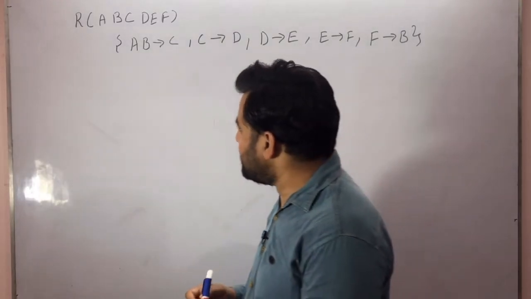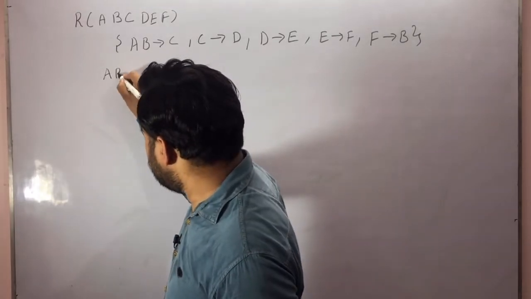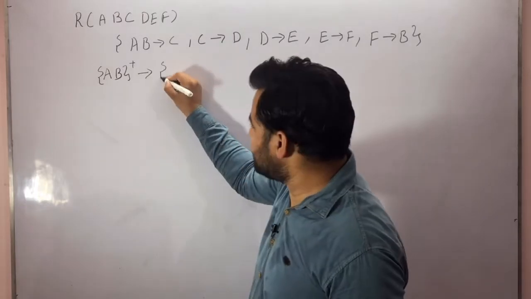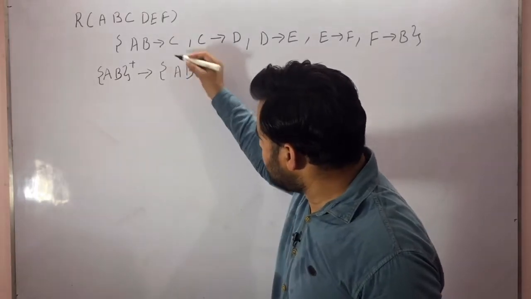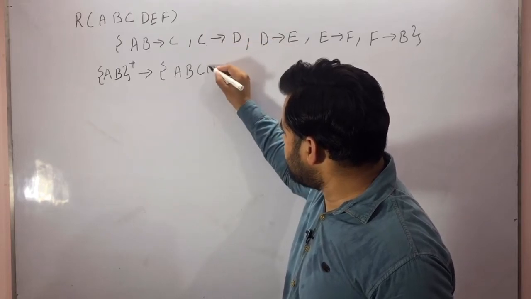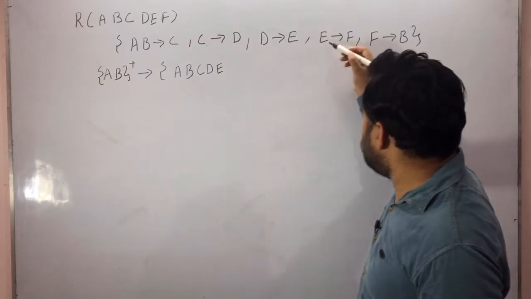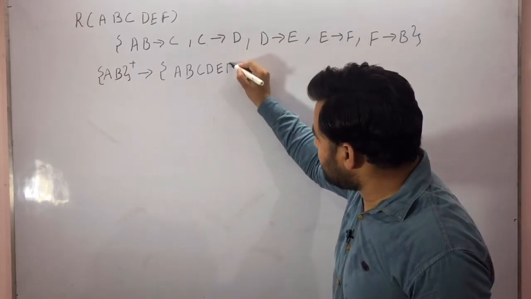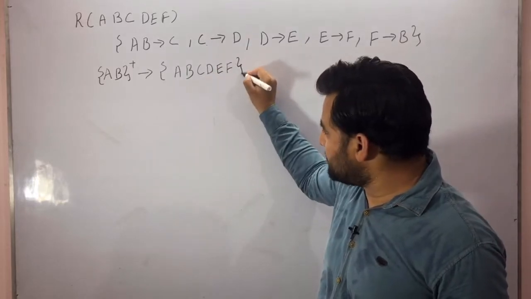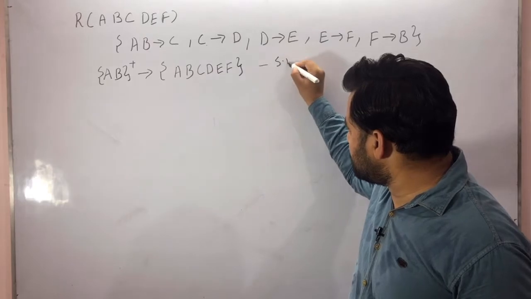So we'll find the candidate keys. Firstly, we'll take the closure of AB. What is the closure of AB? AB will be there. From AB I'm going to C. C tends to D, D tends to E, and E tends to F. And F tends to B. So B is already in these attributes. So what is the meaning? This is a super key.